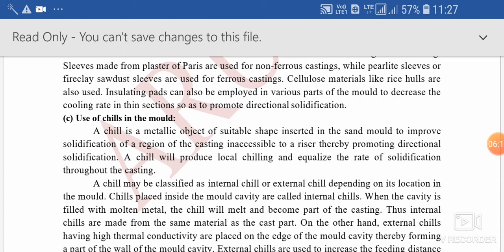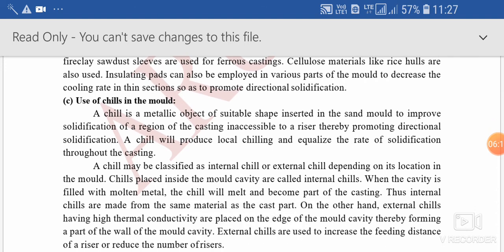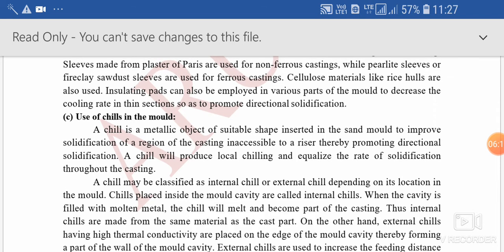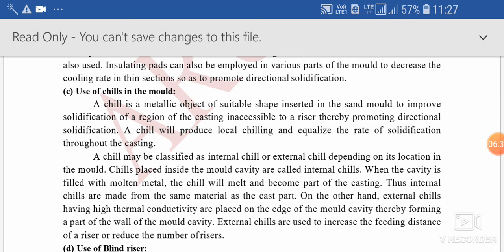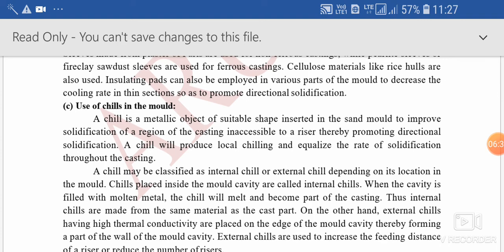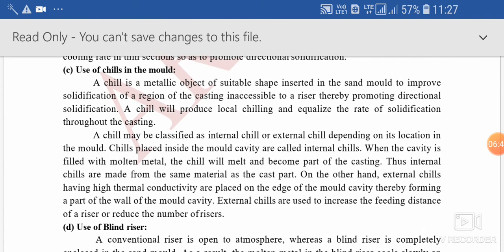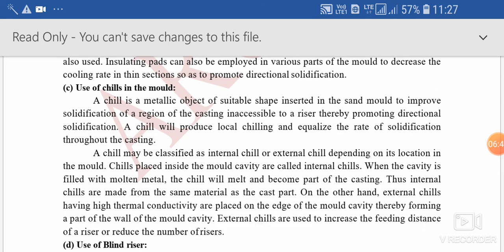Next one, use of chills in the mold. A chill is a metallic object of suitable shape inserted in the sand mold to improve solidification of a particular region in the casting, making it accessible to a riser, thereby promoting directional solidification. A chill will produce local chilling and equalize the rate of solidification throughout the casting. A chill may be classified as internal chill or external chill depending upon the location in the mold.